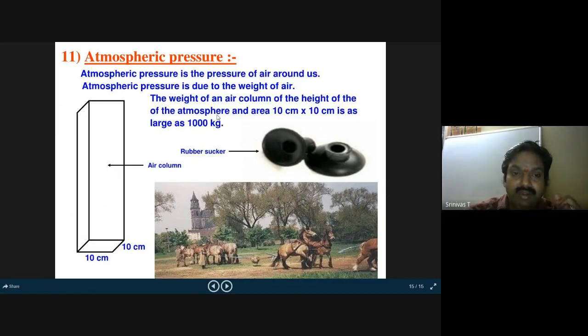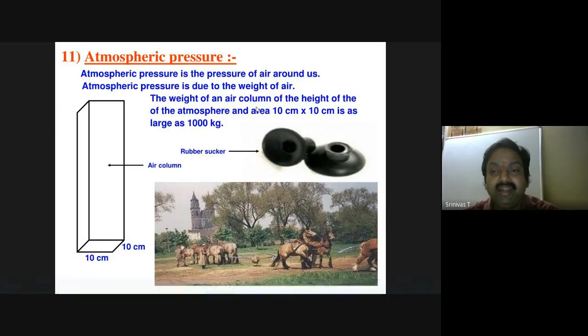Again, the weight of an air column of the height of the atmosphere, with an area of 10 centimeter by 10 centimeter, is as large as 1000 kg. Here we should observe one point: the height of the atmosphere, with an area of just 10 centimeter by 10 centimeter. If you take a cuboid, and look at the volume, what is the pressure exerted?